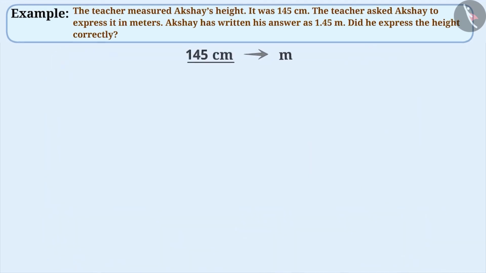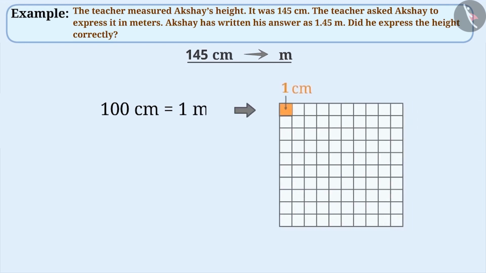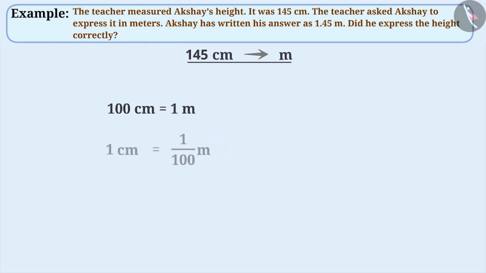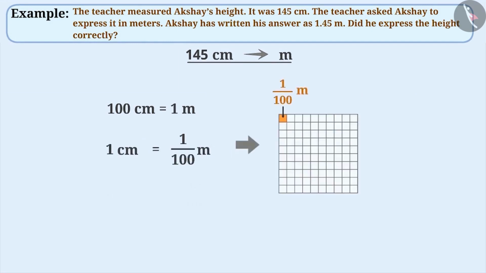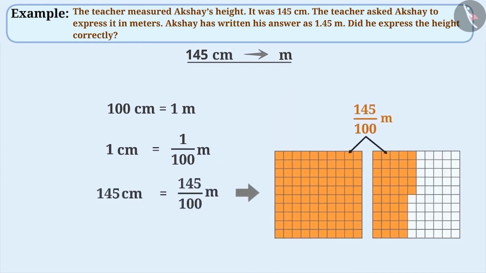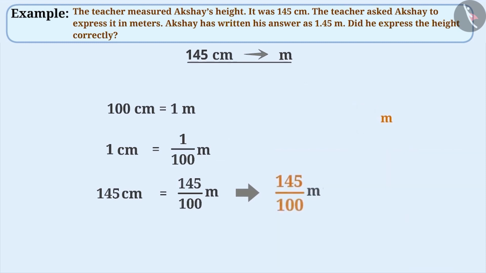Let us express 145 centimeter in meters. We already know that 100 centimeter is equal to 1 meter. That means 1 centimeter is one part and there will be 100 parts like this in 1 meter. By looking at this, we can say that 1 centimeter is equal to 1 by 100 meters. Therefore, 145 centimeters is equal to 145 hundredths meters.